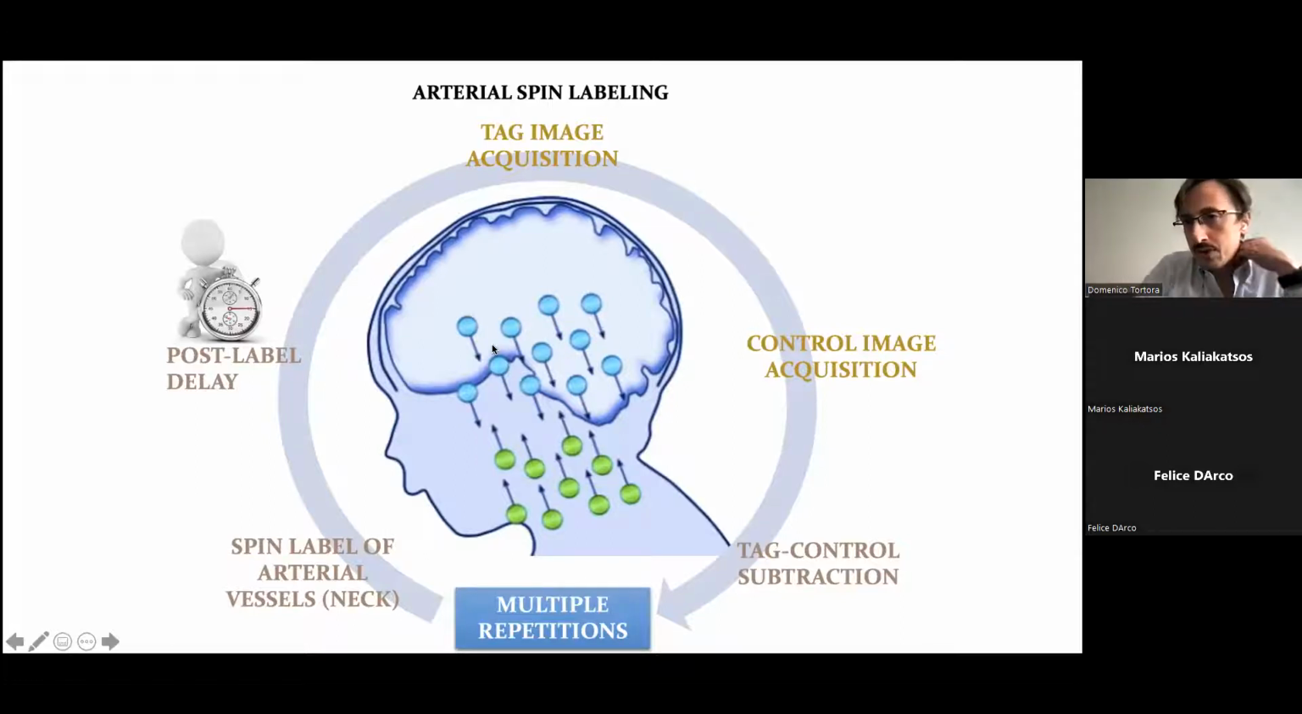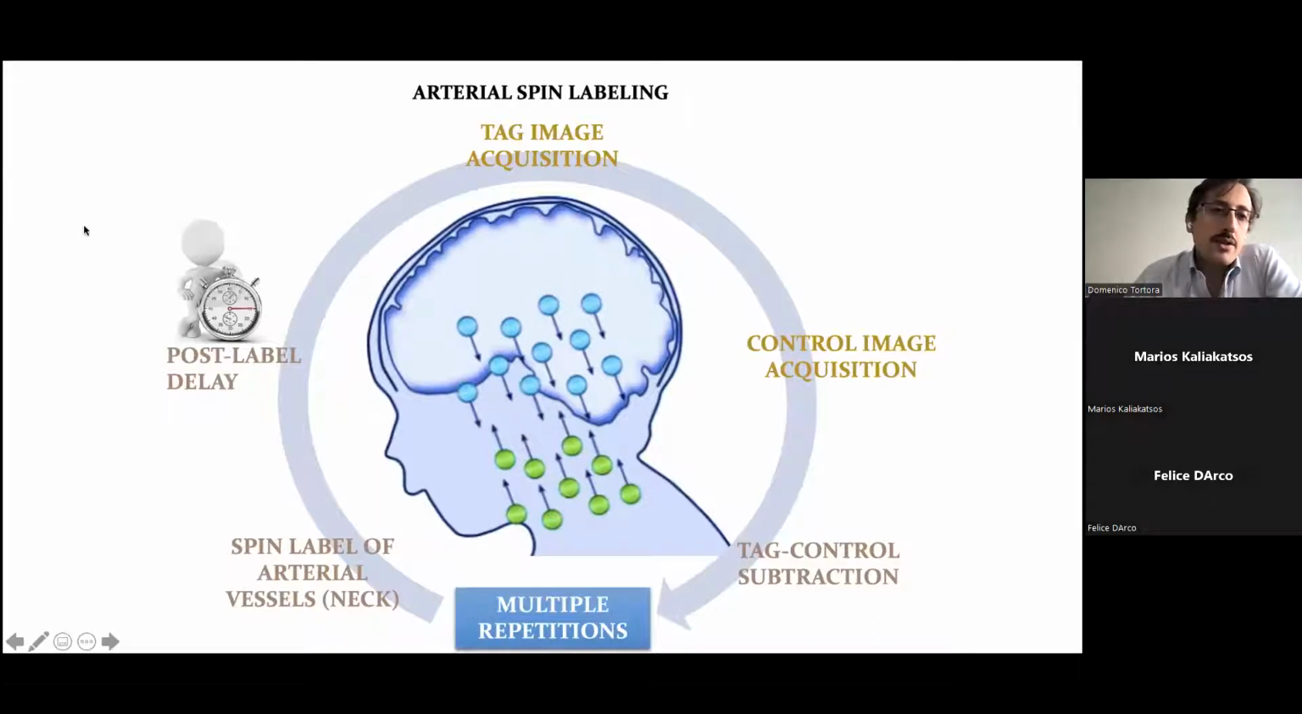It is important to say now that one of the most important issues related to this technique is the very low signal-to-noise ratio. So in order to improve the signal in these perfusion maps, we need to repeat this process several times. So in dynamic perfusion studies, we need to acquire several times the couple of images, tag and control.